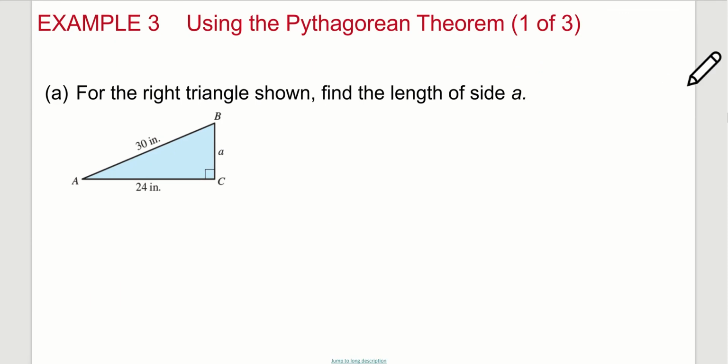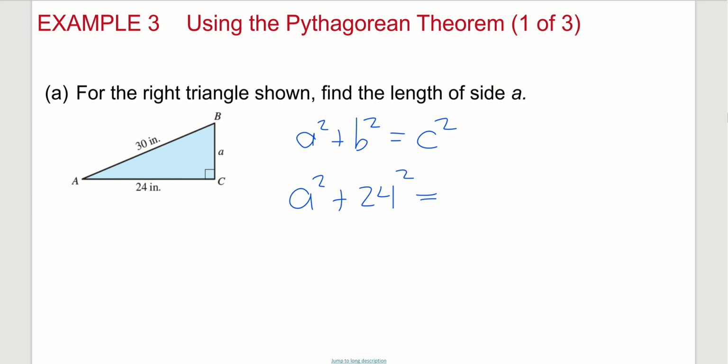Let's use the Pythagorean theorem to solve for the length of the missing side. So again, according to the Pythagorean theorem, the sum of the squares of the legs, a squared plus b squared, equals c squared. Here we don't know the leg a, so let me call that a. We know that one leg is 24, and the hypotenuse here is 30.